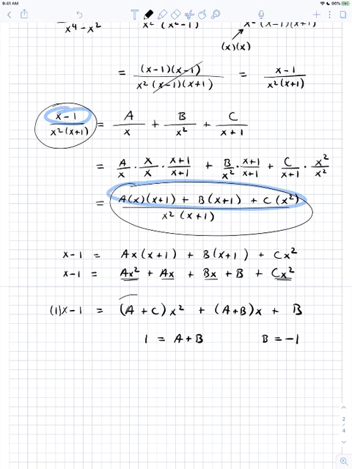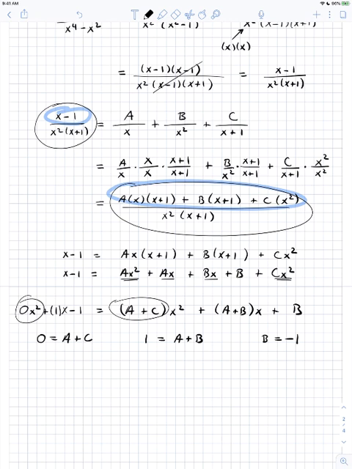Well, what about this term in front of the x squared? We don't have an x squared on the left. So you might think, what is it equal to? We can have an x squared term there if we want. It's just 0 times x squared. There's no x squared term. That means the coefficient is 0. So that means 0 is equal to a plus c.